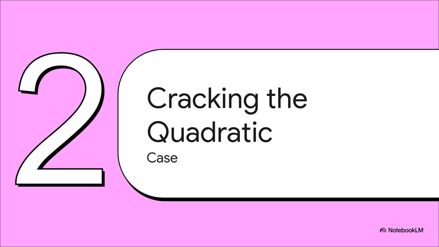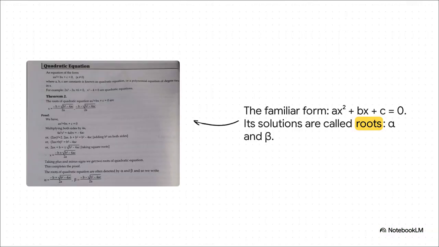Okay, so where do we start cracking this code? Let's begin with the one we all know and maybe love, the good old quadratic equation. And here it is, in its familiar form. This really lays out our whole mission, doesn't it? On one hand, you've got the stuff you know, the coefficients A, B, and C. And on the other, you have the mystery you're trying to solve, the roots, which we'll call alpha and beta. Our job? Find the hidden bridge that connects them.